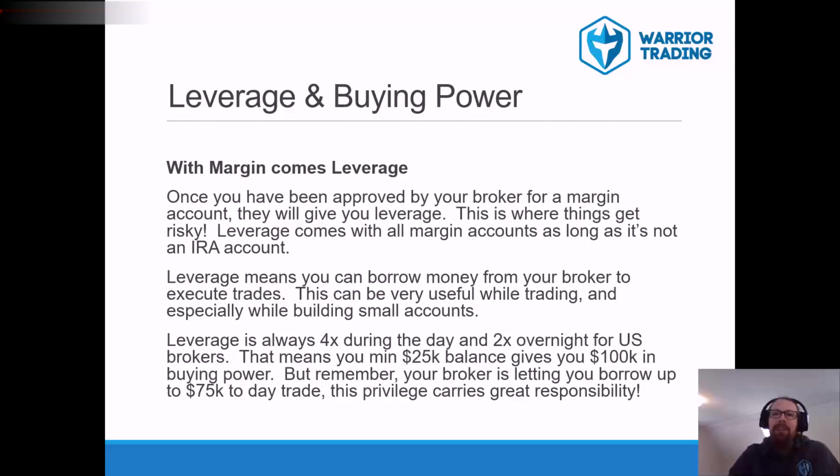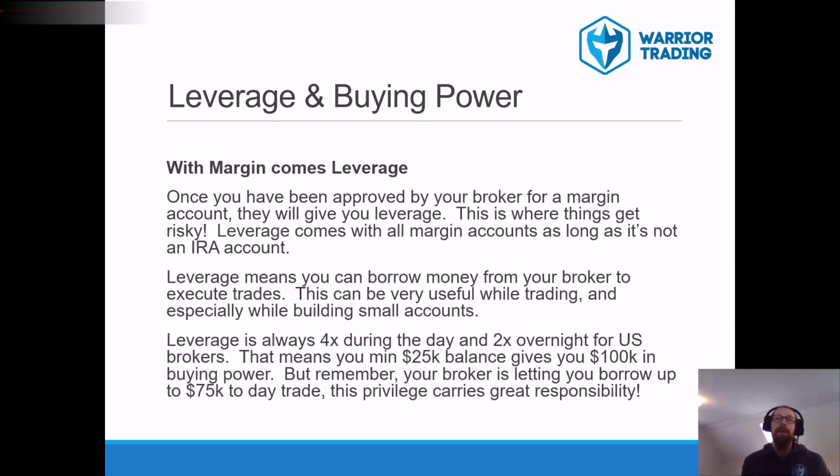All right, now leverage is dangerous, and with margin comes leverage. So once you've been approved by your broker for a margin account, they will give you leverage. Now, remember, when you apply for margin, you have to sign an agreement. It's a margin agreement stating that if, let's say, because they gave you 4 times leverage, you put in $25,000 and you lose 50 grand, you owe the broker the difference. You owe them $25,000, and that's why margin and leverage can be so dangerous.